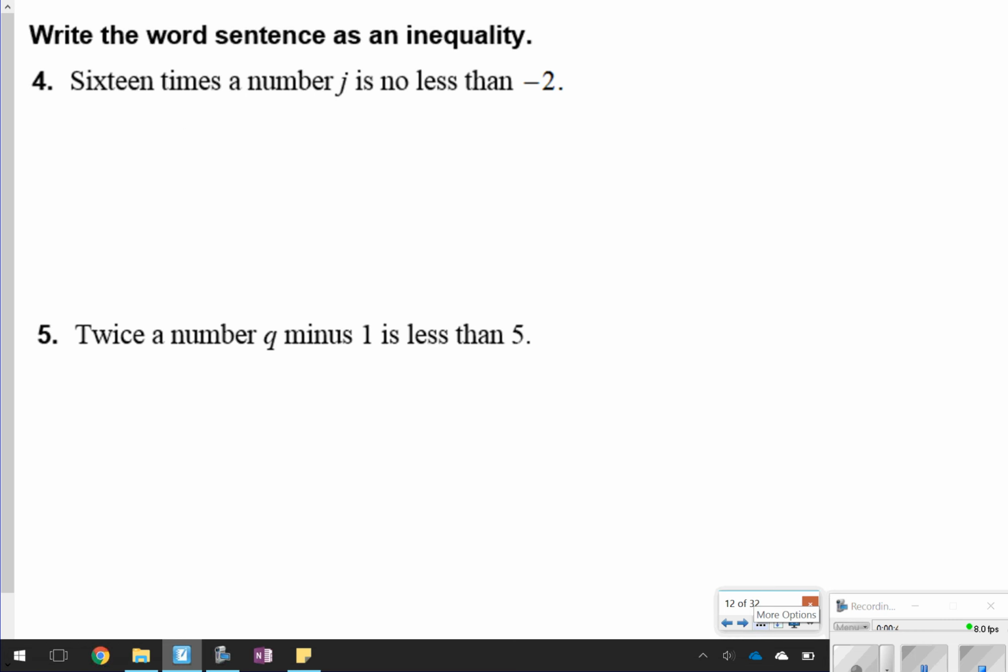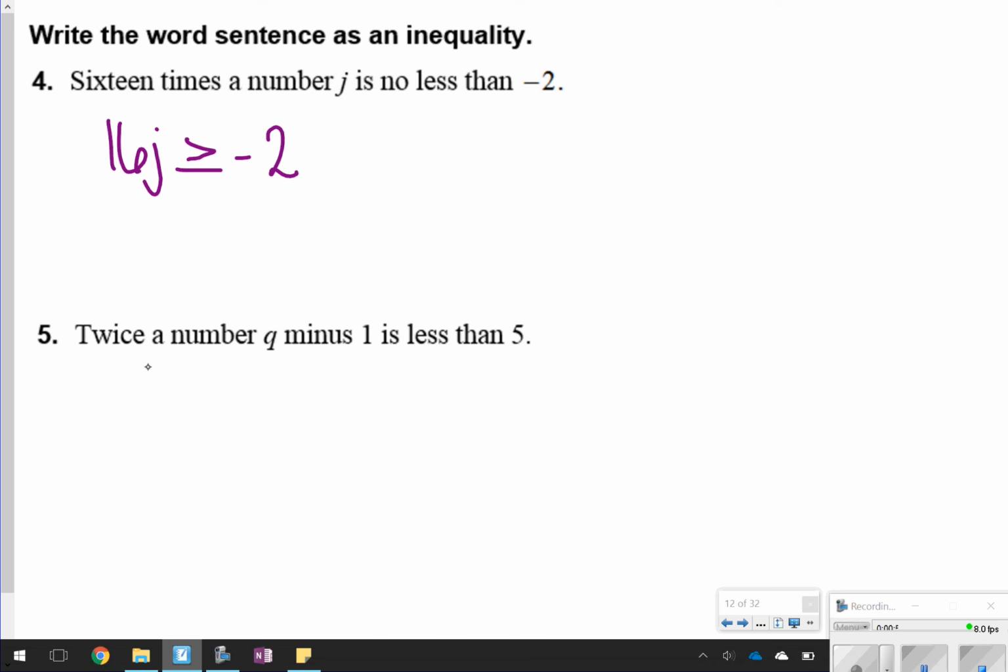Number 4, 16 times a number j is no less than -2. So how to write 16 times j is just 16j. No less than means you can be equal to -2 or higher, so that's going to be greater than or equal to, and then -2.